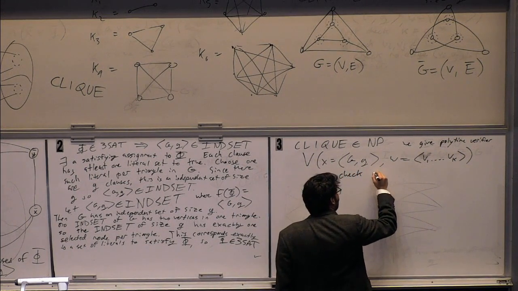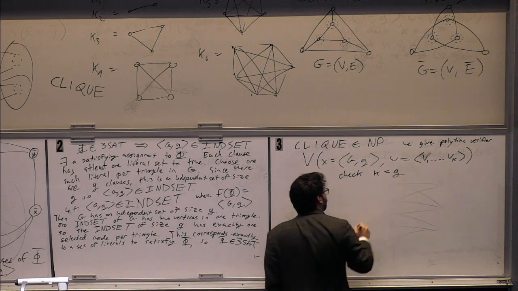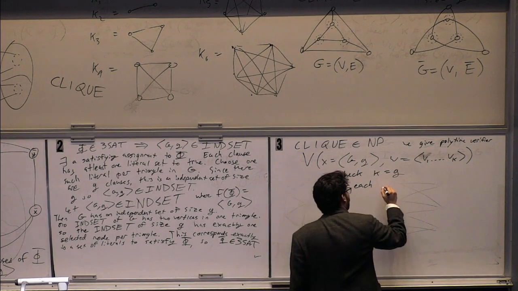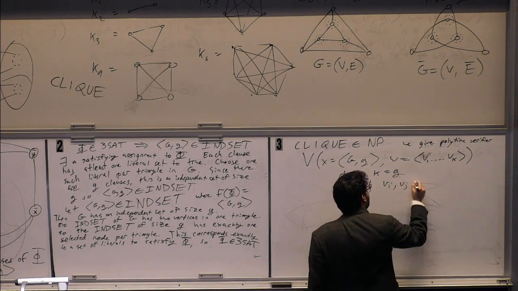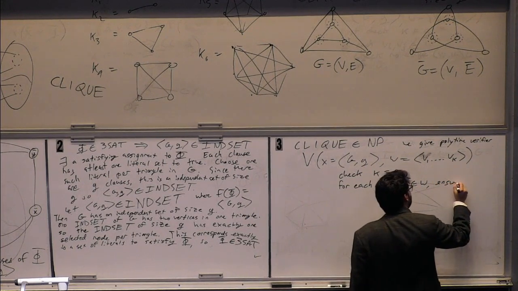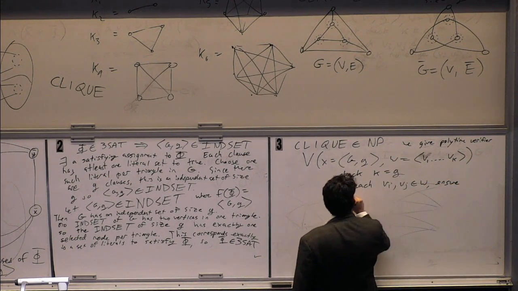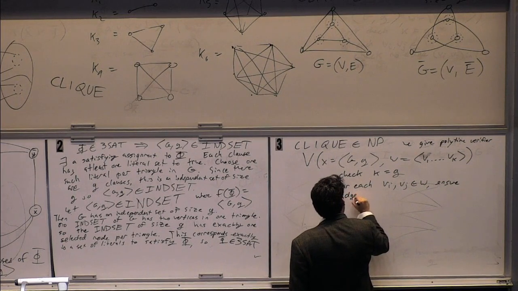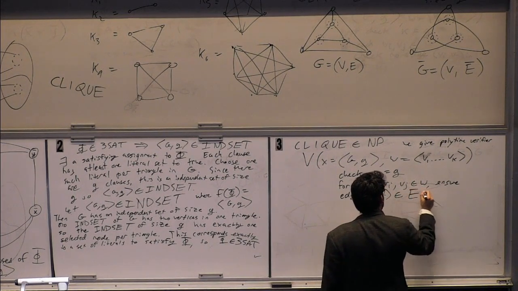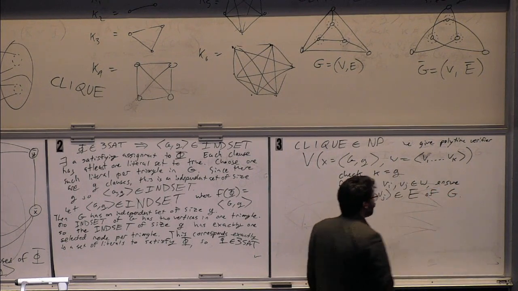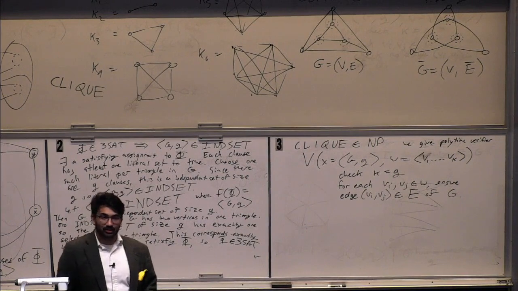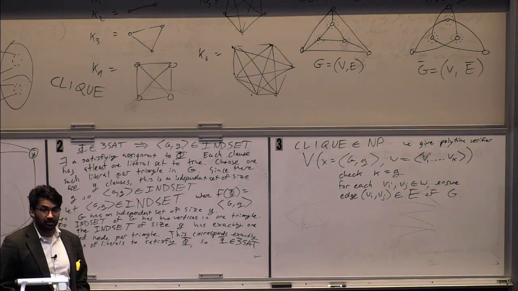We're going to check that the size of W is equal to K. Then for each vi, vj in W, ensure the edge vi, vj is in E of G. So first you're going to ensure that the clique is of the right size. Someone has claimed to you that they found a clique in this graph G of size K.